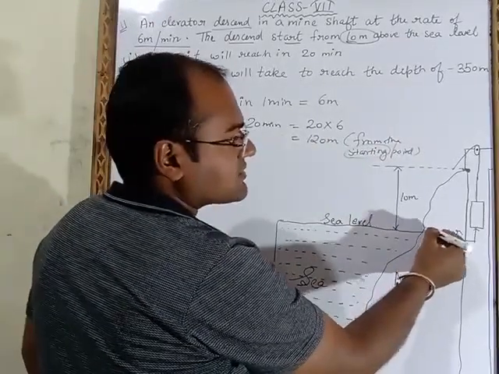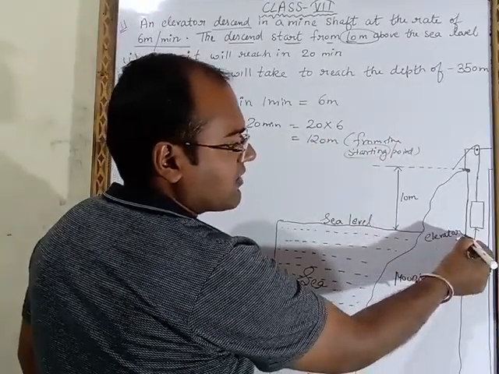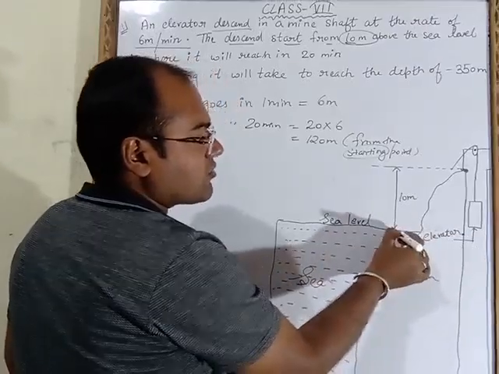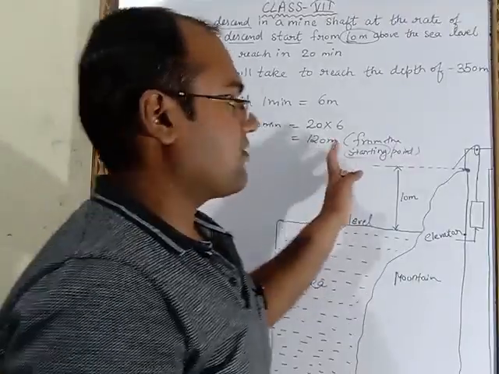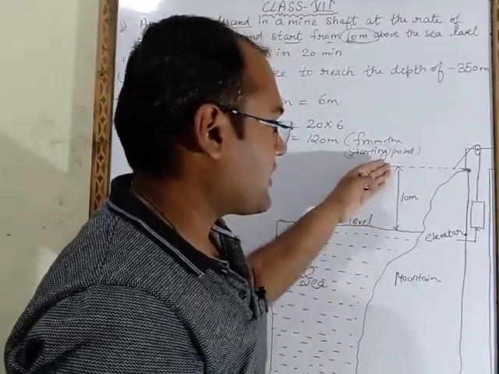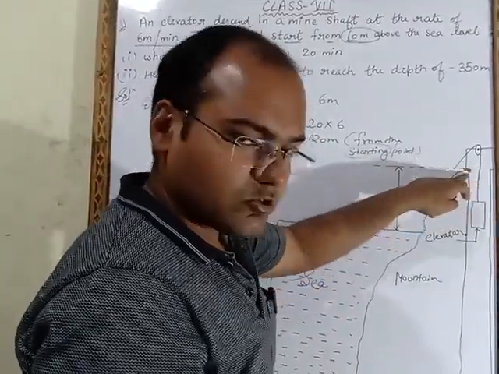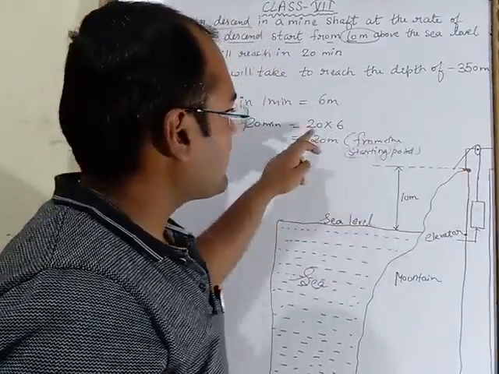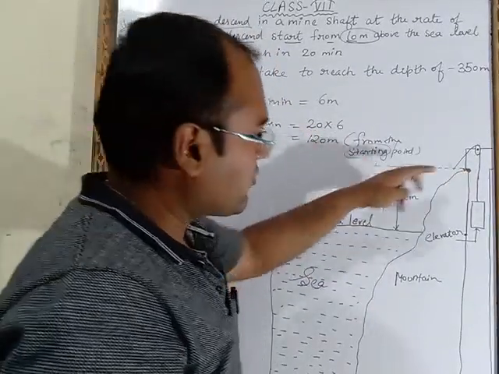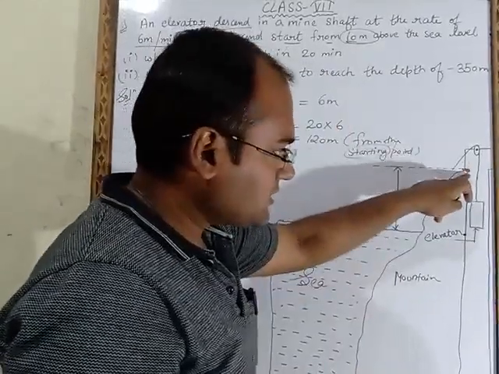If we start this mining from the sea level, what do you have to do? You have to remove this 10 meter distance. We are starting our mining activity from 10 meter above the sea. From this position we are starting our mining activity. That's why in 20 minutes it will go 120 meter down from the starting point.